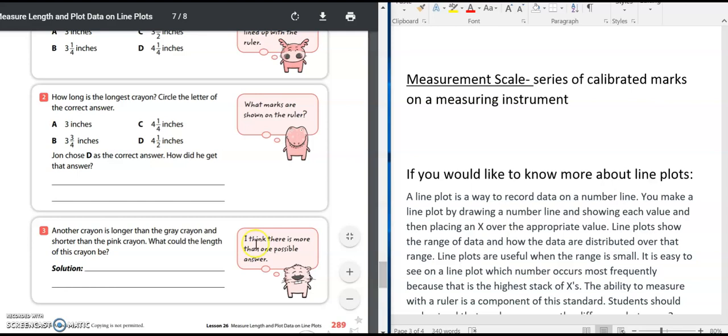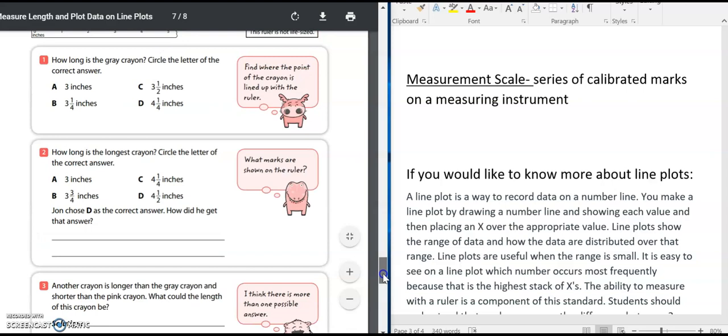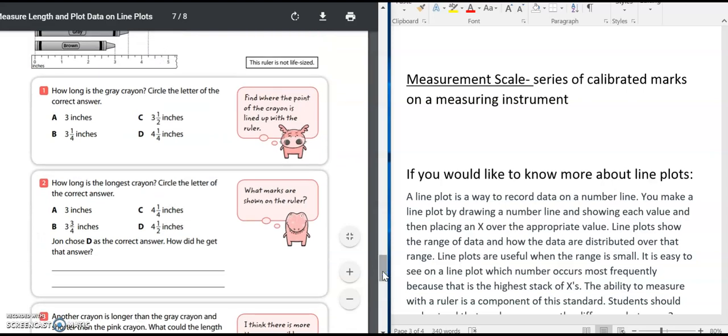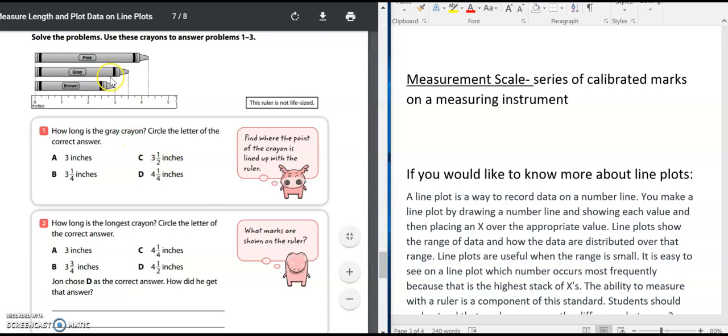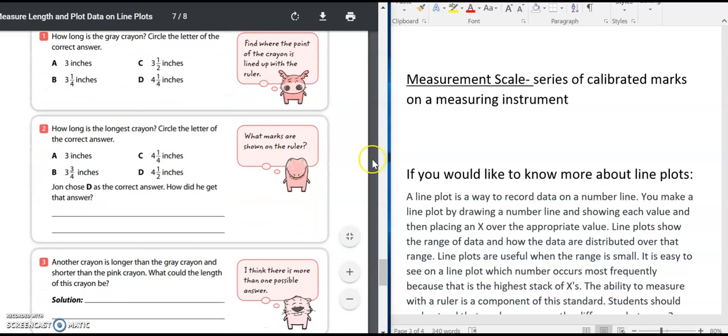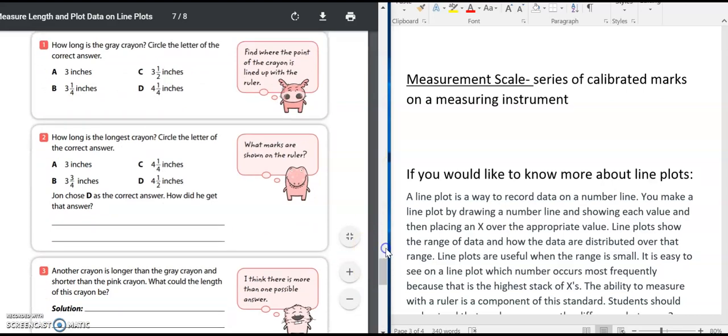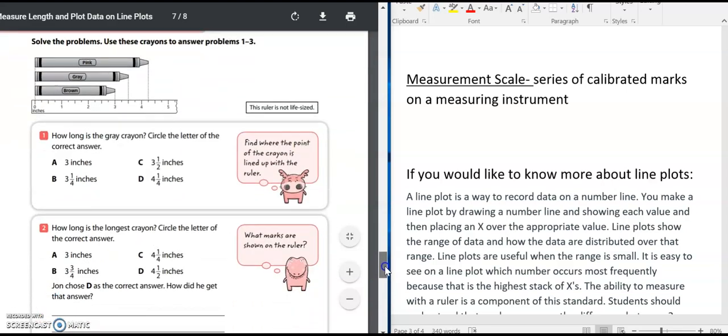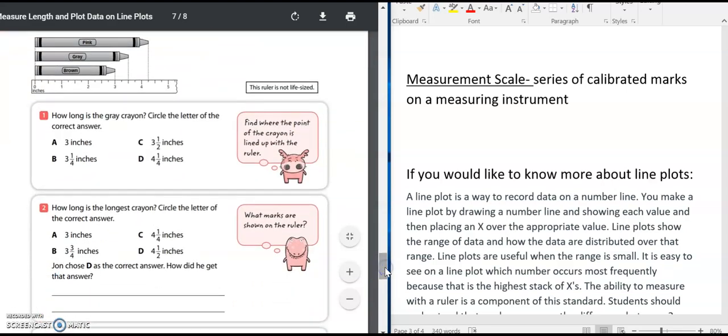Number 3, another crayon is longer than the gray crayon and shorter than the pink crayon. What could the length of the crayon be? So you have to go back up and examine which one. Another crayon is longer than gray. So let's examine gray first of all and see where gray stops and see which one is longer than gray, right? So take a look. It would be pink, that's longer. Then the second half of the question says, and shorter than pink. Okay, so brown would be shorter.